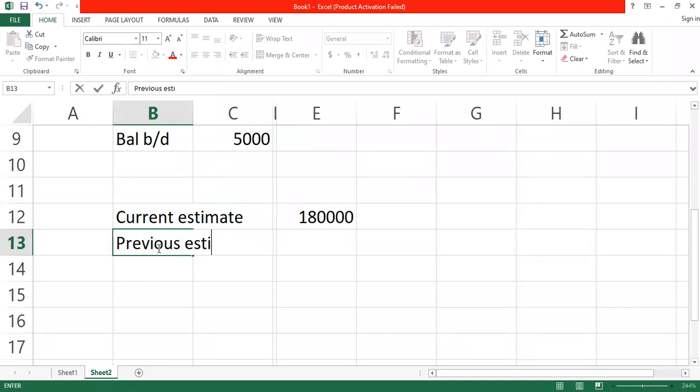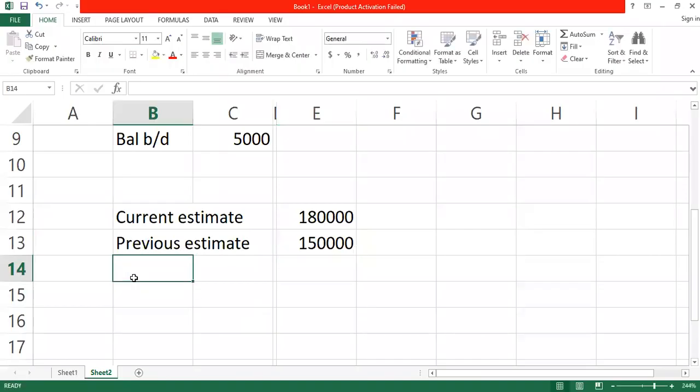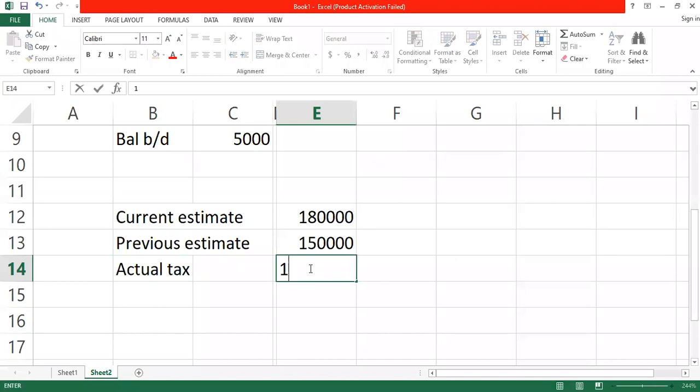150,000, isn't it? Yes. Okay. So the question is now saying that you should calculate the tax to be paid if the actual tax agreed and paid was 165. That is A, isn't it? Okay. So it means that the actual tax paid was 165. This amount paid was relating to the previous year estimate, isn't it?